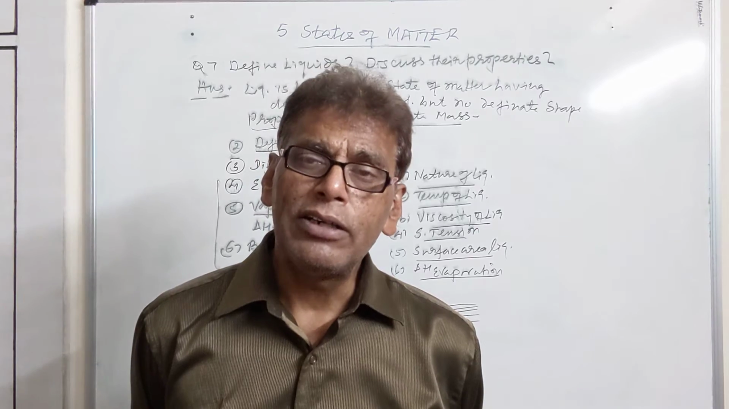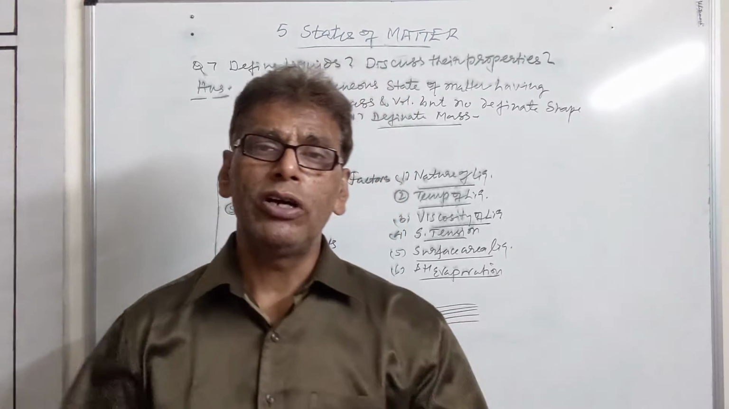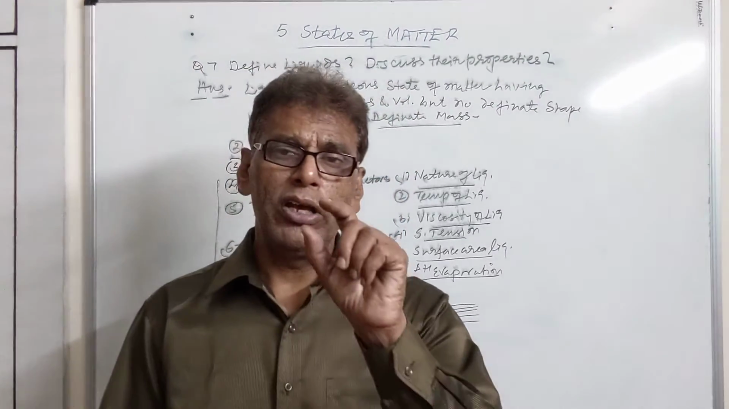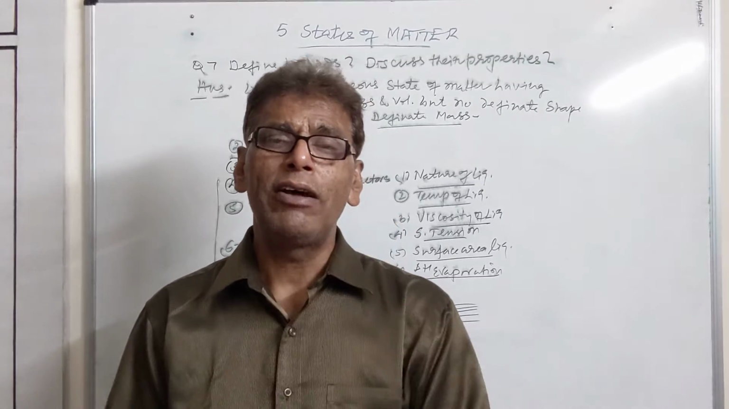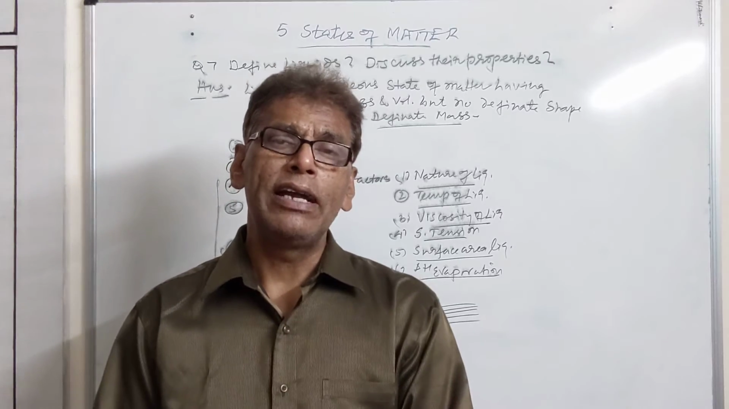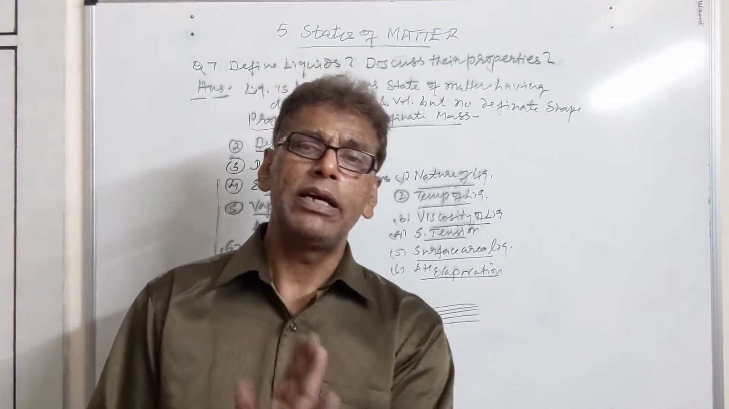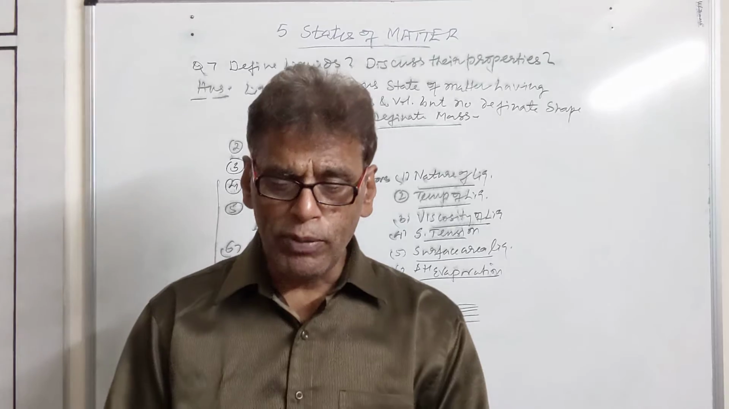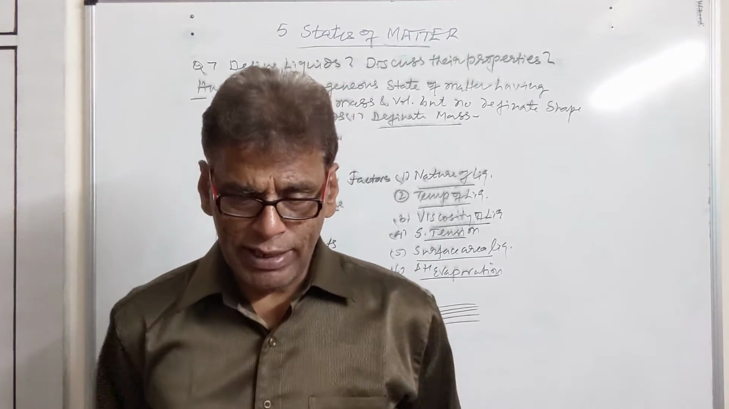The spherical nature of liquid drops. It is because of surface tension, because the molecules which are present in the center of the liquid drop are exerting an inward pull on the molecules which are present on the outer side of this drop. Therefore, the drop assumes a spherical shape.